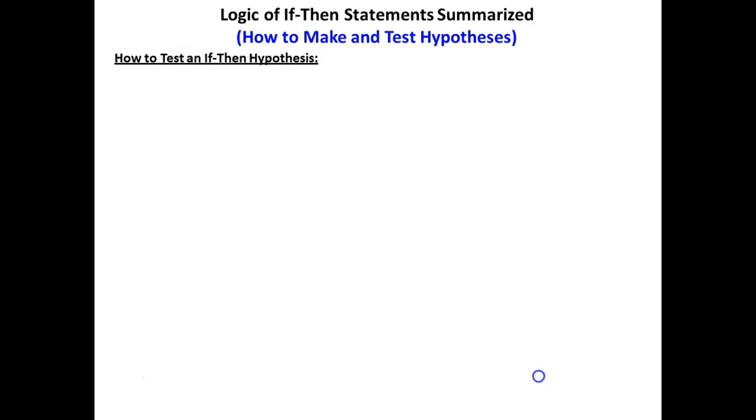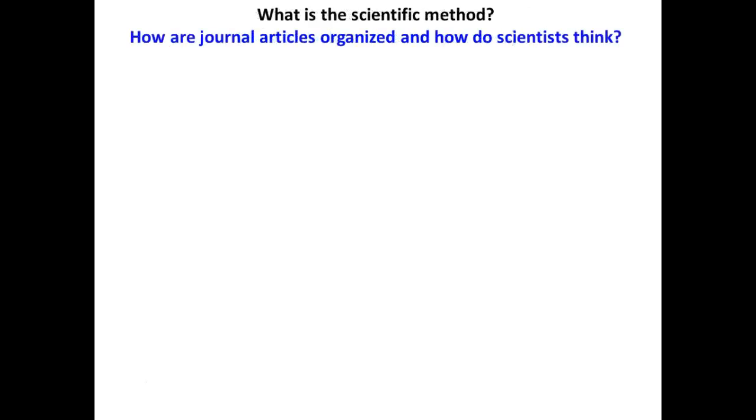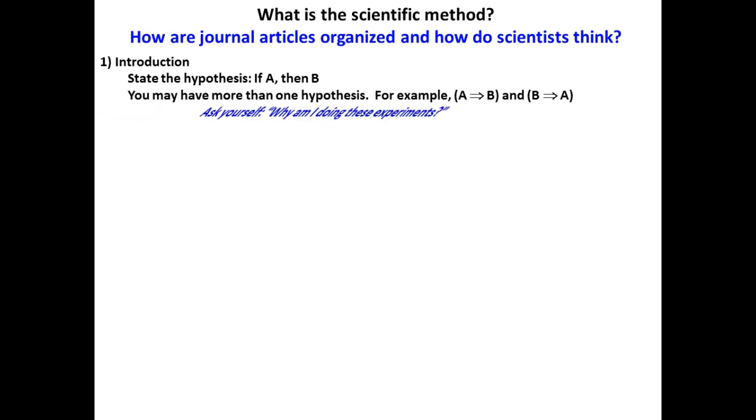You may have formerly been introduced to it as the scientific method. We form a question, a hypothesis: if this, then this. So, journal articles, scientific articles are always set up this way. You have an introduction where they present data and present their hypotheses, their if-then statement, A, then B. So, why am I doing these experiments? Because I think this will happen.